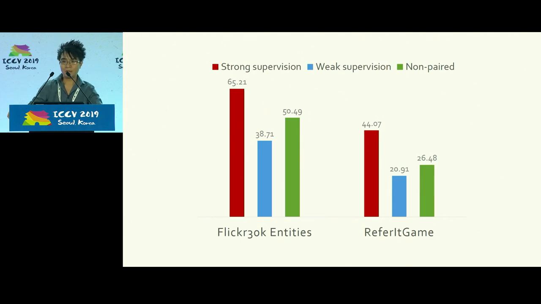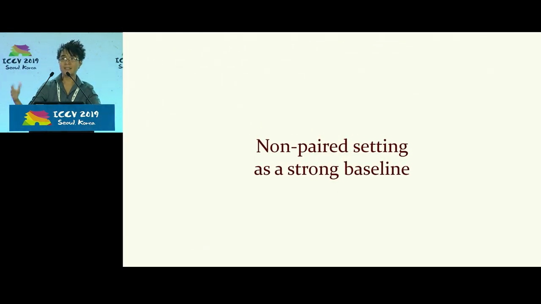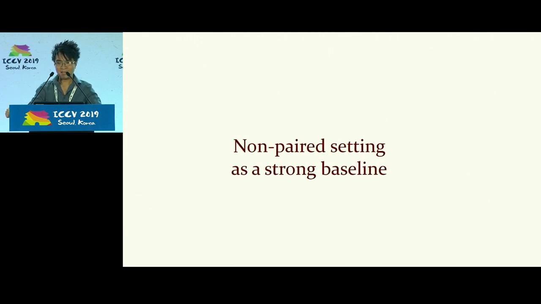And in fact, we perform even better than weakly supervised methods. But these numbers are not comparable because the systems use different detectors as well as different settings, so just take the numbers with a grain of salt. Right, so considering the strong performance of our baseline, we should probably propose to use this non-paired setting as a baseline for this task, and in fact, maybe other vision and language tasks.